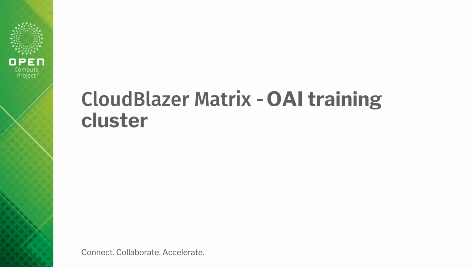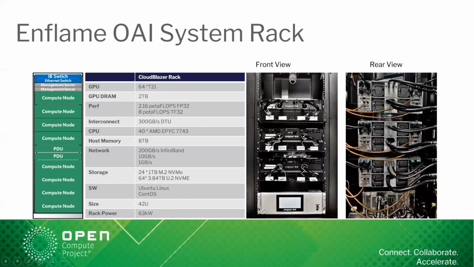So with these systems, we also built a large training cluster. The first step is the system rack. The rack is 42U, and this is the prototype here. You can see we have three OAI systems and also one CDU. And this is a rear view. You can see the pipes and all those things here.